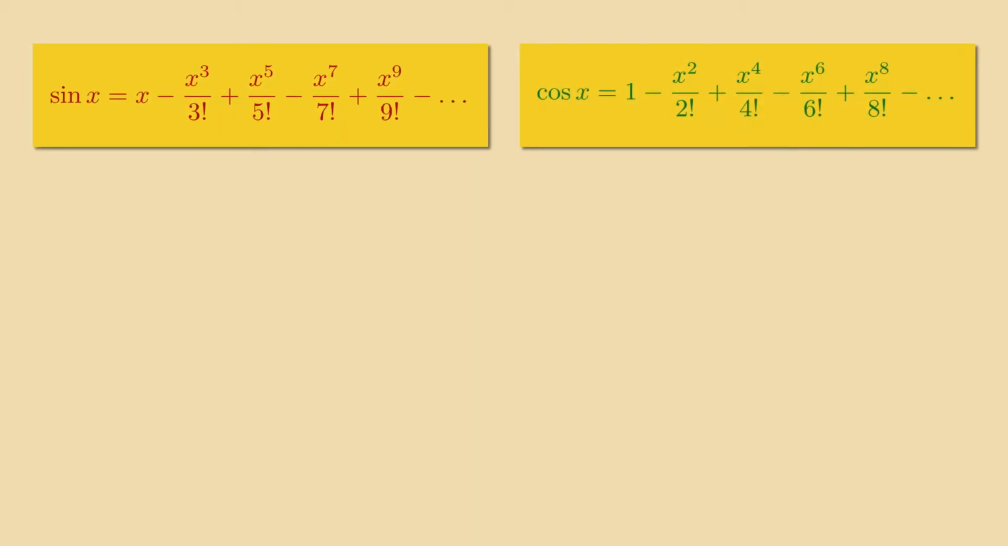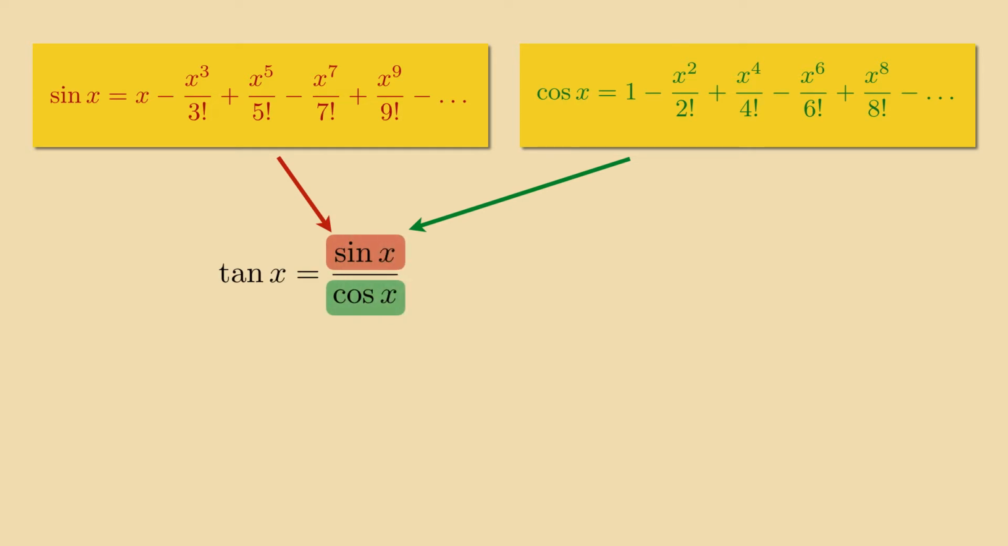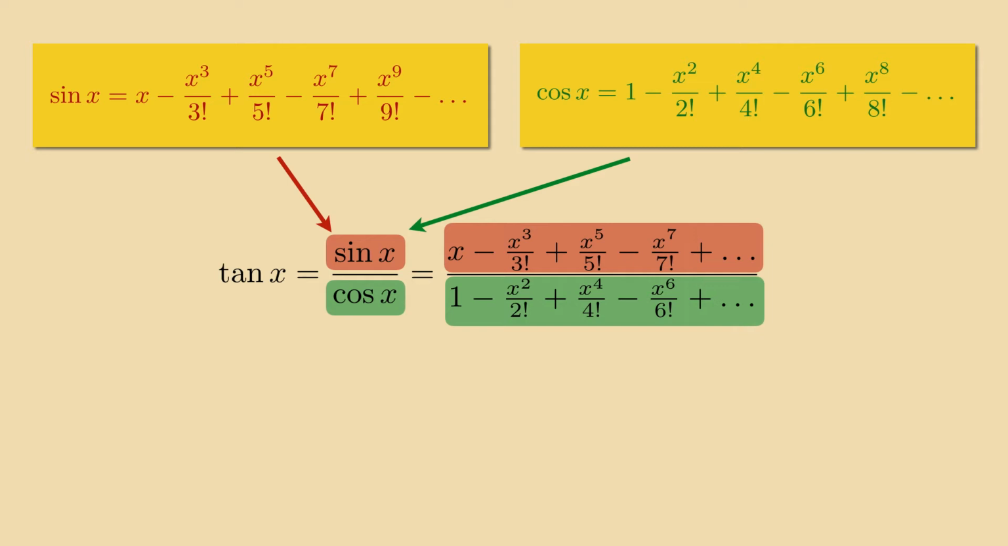After last time, where we saw how a quotient of power series can be converted to a continued fraction, we apply the method to the power series we've established for the sine and cosine. This will yield a formula for the tangent of a number x, in the form of an infinite continued fraction.